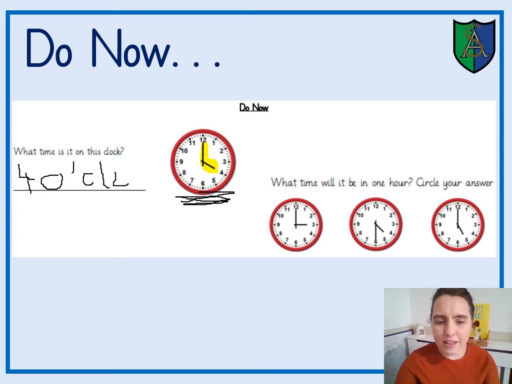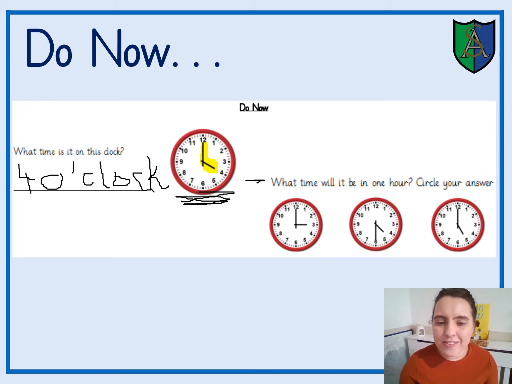Okay, the next thing that we need to do, I'm really sorry about my writing, everybody. It's really difficult to write with a mouse. There we are. Okay, now what we need to do is the second part of the task. So this is the second part of the task.